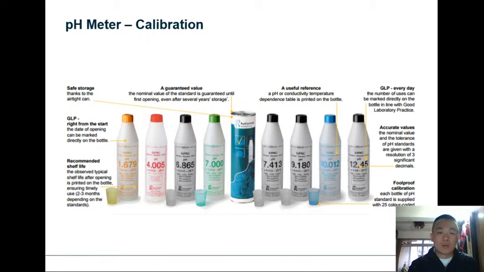Now, what we usually do is, if you're doing a pH calibration, you should have at the very minimum at least 2 pH buffers being used. But if you want more accuracy, if you want a wider range, then you should probably use more. So I would recommend at least 3 to 4 pH buffers over the range of your application.